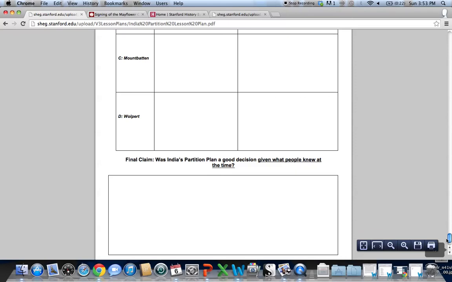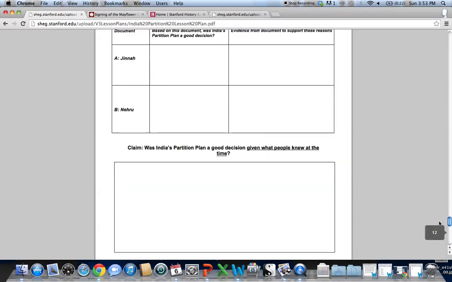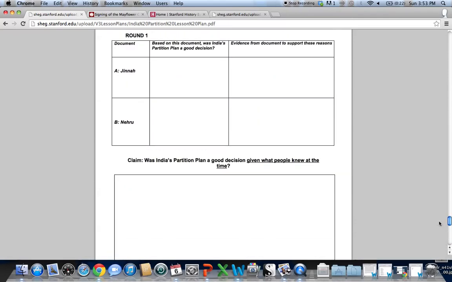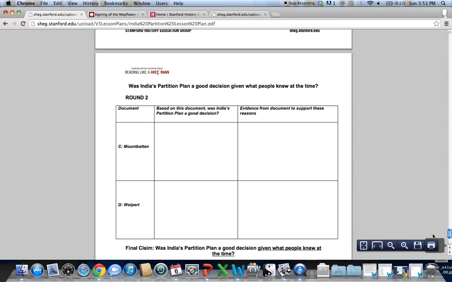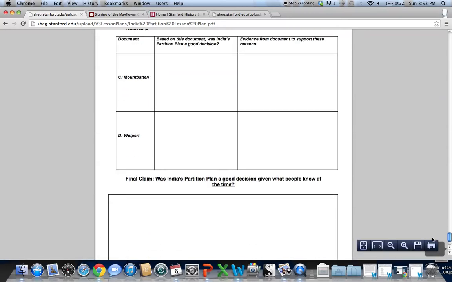It continues with Mountbatten and Wolpert. Again, the first two are people from India. The second two are British officials. And so that is also part of the contextualization and the sourcing that's going to be important. So these are the types of historical skills that students need to have. It's teaching critical thinking and critical reading, which will be important not just in their history classes, but in ELA classes and in their life. So I really, really like what they have here.